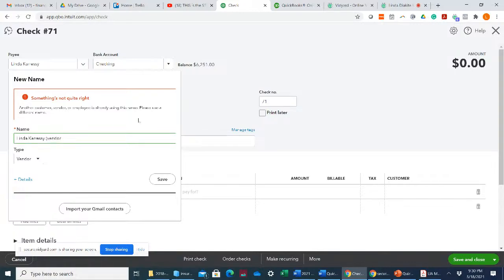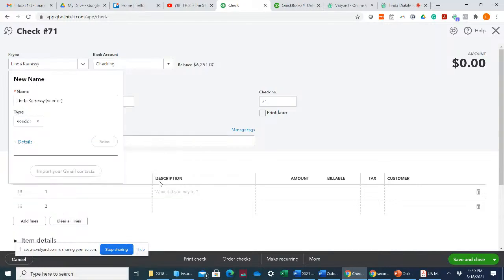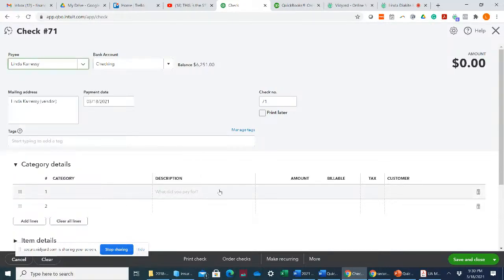As you can see, QuickBooks is telling me that there's a customer already with this name. So for the owner, I'm just going to put vendor after it. You cannot have a name listed twice, because it can happen that you have a customer who's also a vendor. So what I suggest is you always put either vendor or customer afterward. So I'm going to go ahead and select save.